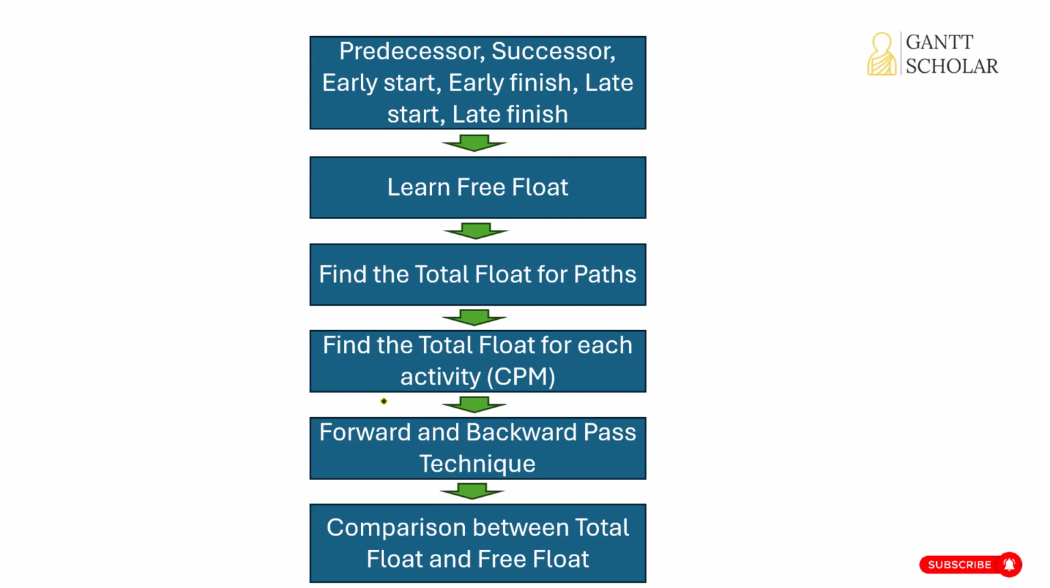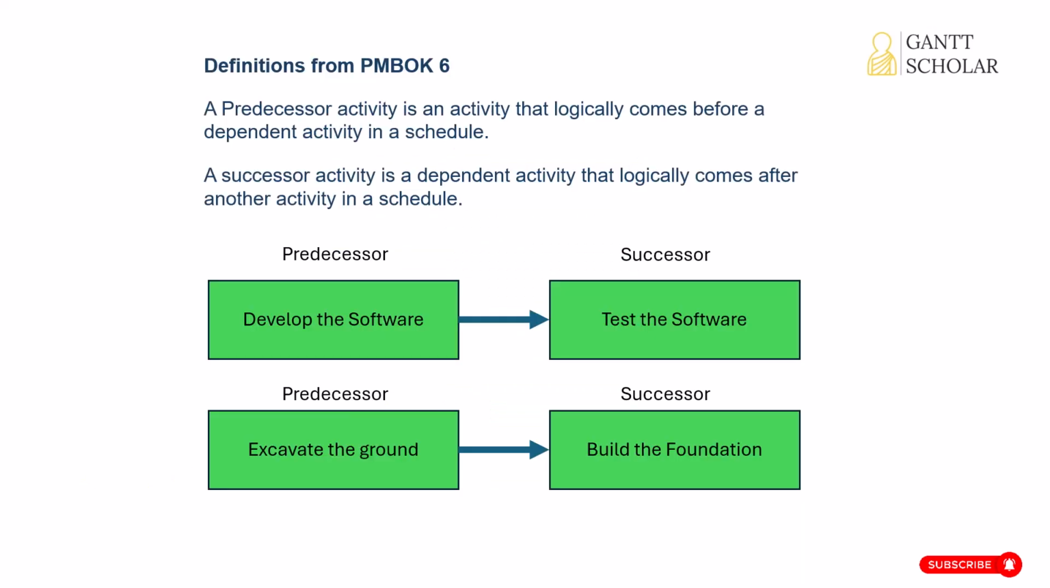We'll start with understanding the basics. Okay, we'll start with learning what is meant by a predecessor and a successor. If you're already aware of this, you can skip and move forward to the next topic in this video. According to the PMP guide, a predecessor is an activity that logically comes before a dependent activity in a schedule. And a successor is a dependent activity that logically comes after another activity in a schedule.